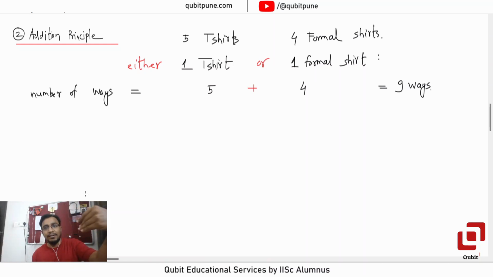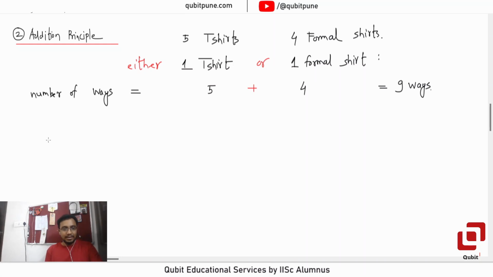Suppose we have 5 t-shirts, 5 formal shirts, and let us say something else. Okay, in how many ways can you do that? The number of ways will be just simple addition of all of them. Now I will not tell you the addition principle in words, right? You understood the concept. Understood? Okay, addition. Very good. Addition principle.